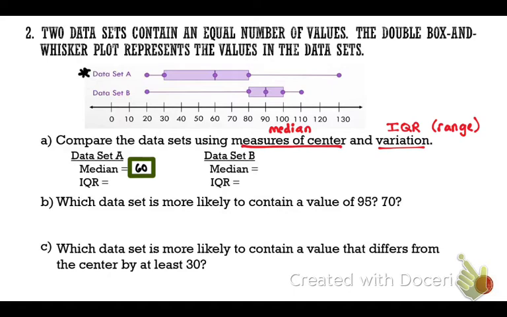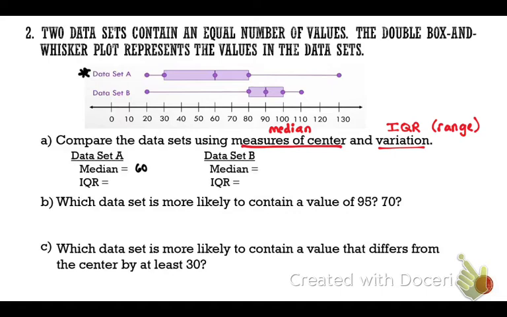In order to find the IQR, once again, we're only focusing on data set A. You are going to take the upper quartile, which is this one right here, the top of the box, and subtract the lower quartile or the bottom of the box. So what numbers should I be subtracting, Michaela? 130 minus 20. Nope, we're only focusing on data set A. Luke, can you help her? 80 and 30. Okay, very good.